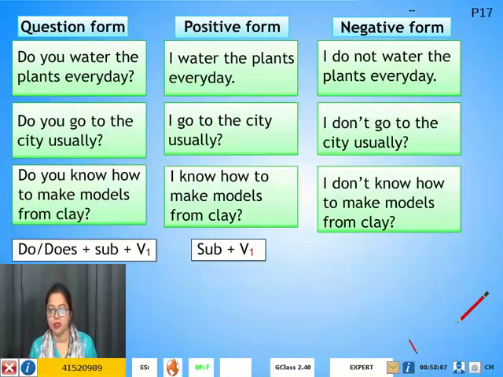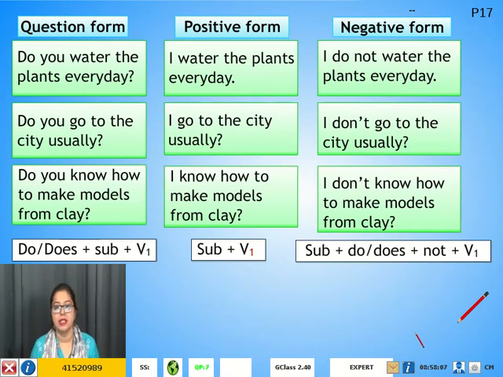Now in the answer, when you answer the question in the positive form, then there will be subject plus the verb in the base form, or we call it V1. Okay. So as you have already seen, the sentences are already in a positive form. That is, I water the plants every day. I go to the city usually. I know how to make models from clay.